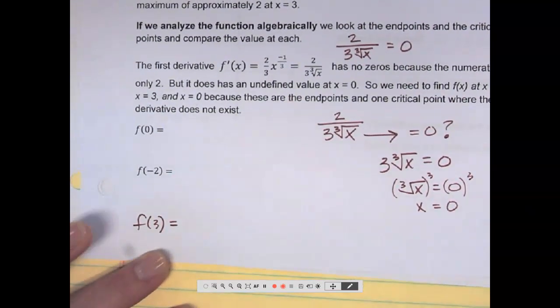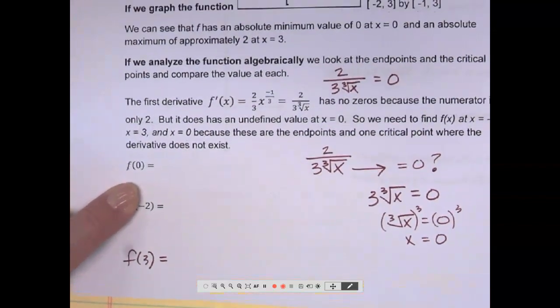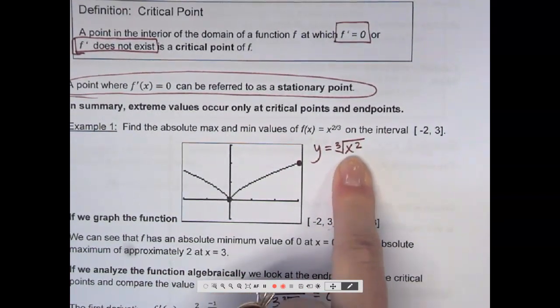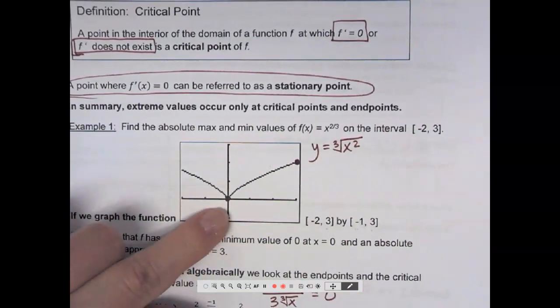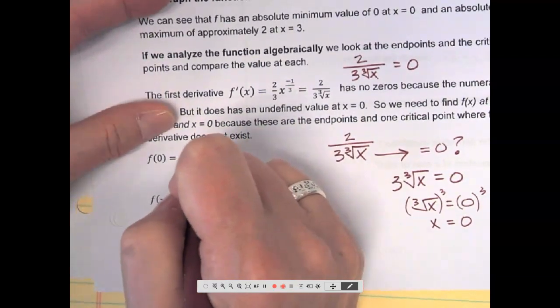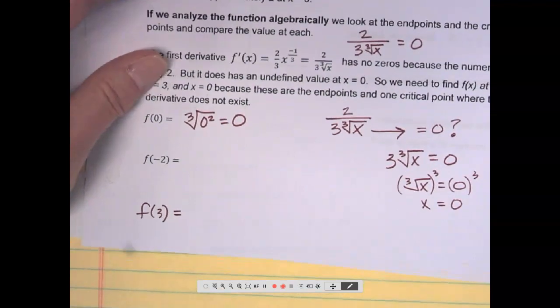Okay, all right, so let's take the original function and plug 0 in. Remember, I rewrote it this way. So if I sub 0 in, and I square it, and then I cube root it, what do I get? 0. No surprise. Remember the graph was at 0, 0. Cube root of 0 squared is a big fat nothing.